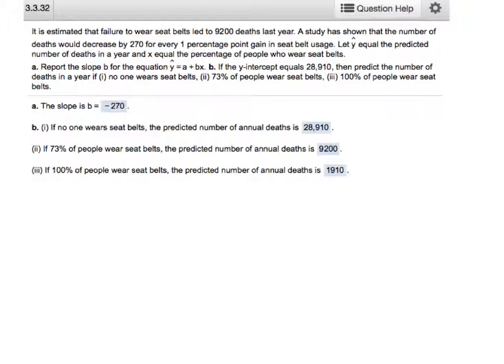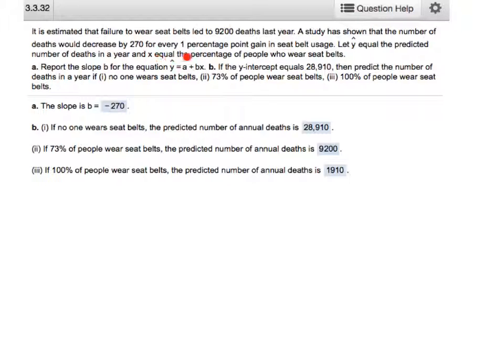Here's the solution to a problem from section 3.3. We're told that the number of deaths from failing to wear a seatbelt would decrease by 270 for every 1 percentage point gain. We talked in class about how slope is described as the change in the y value for every 1 unit increase in the x value.